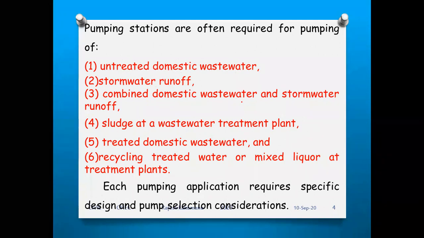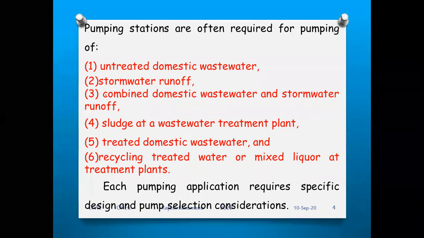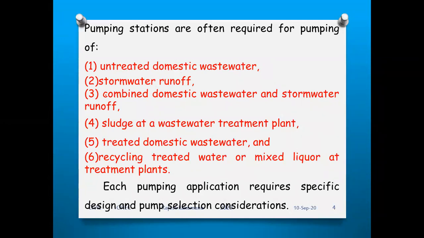Next, treated domestic wastewater. So once the water is coming from the domestic wastewater, it is coming through the drain pipe to some plant. All that is untreated. Afterwards, the treated domestic water again goes to any corporation water use. There also we require the pumping stations. Next, recycling treated water or mixed liquor at a treatment plant. So we recycle treated water again at the wastewater treatment plant. For recycling the water at that place also, pumping stations are required.